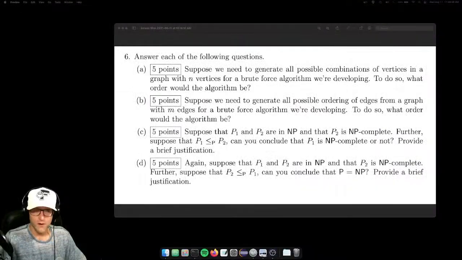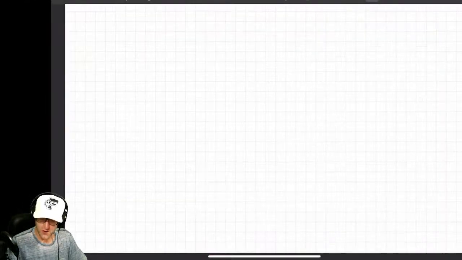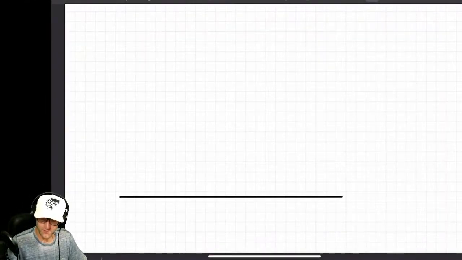Right? D, suppose that P1 and P2 are in NP and that P2 is NP complete. So that is the exact same scenario there. Further, suppose that P2 reduces to P1. So it's just the exact opposite here. Can you conclude, though, that P is equal to NP? Right, so let's go back over here and redraw our complexity landscape.